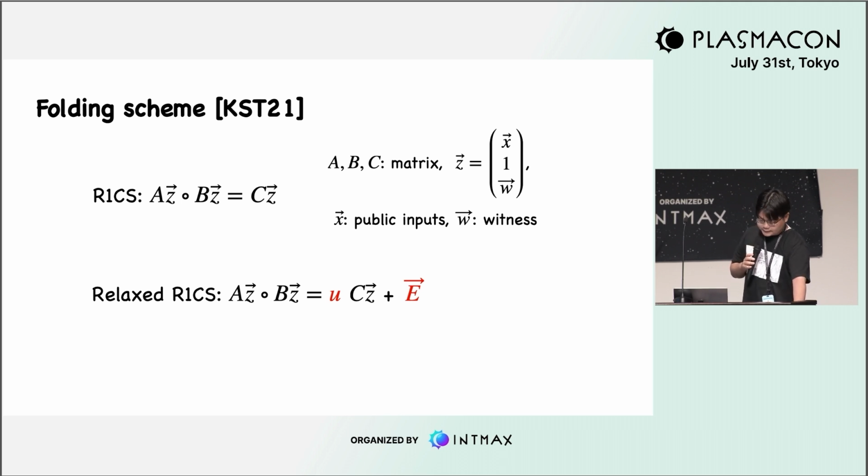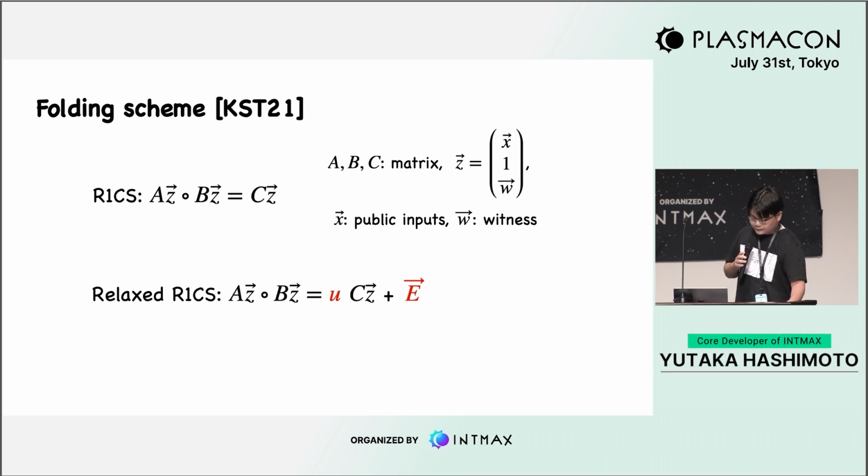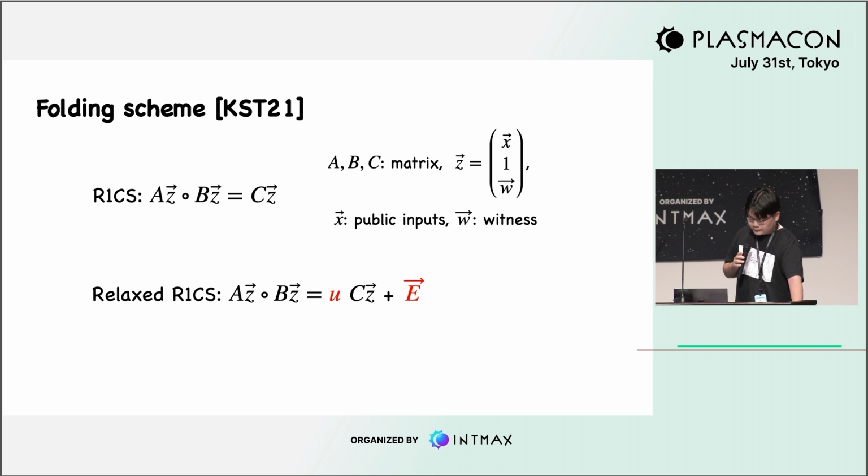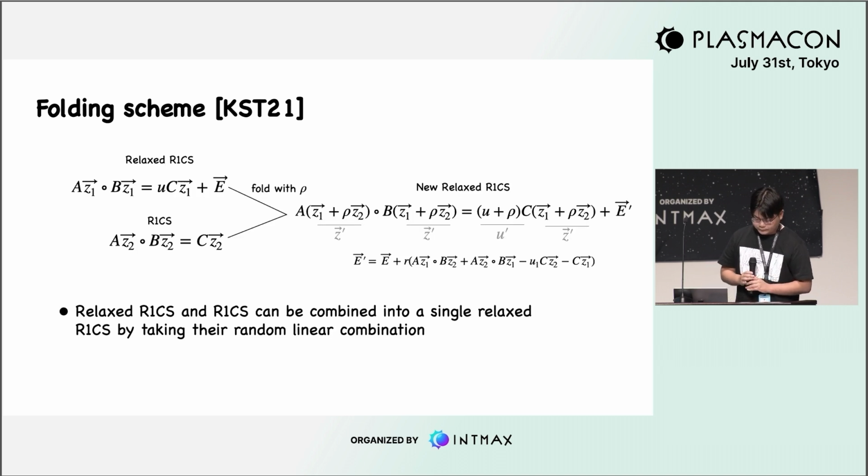Relaxed R1CS is an R1CS that adds an extra scalar U and error vector E to this R1CS. Relaxed R1CS can be used as an accumulator. Let's see this next. Now suppose we have a relaxed R1CS and another R1CS.